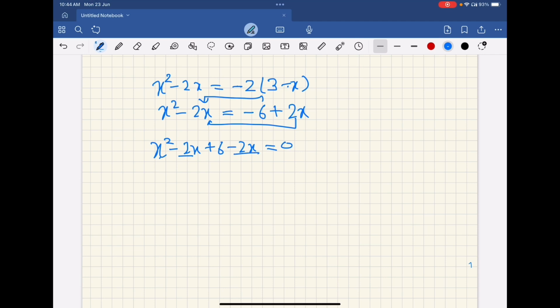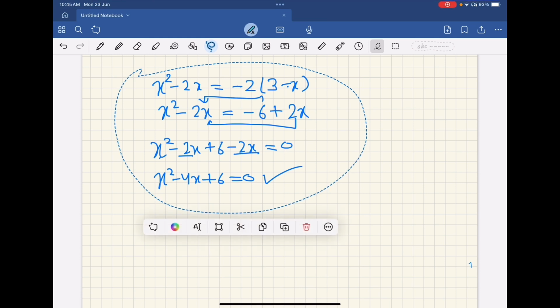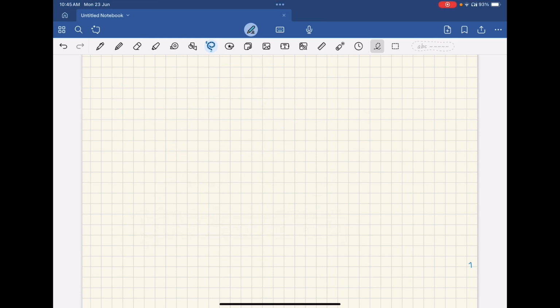Now minus 2x, these are like terms. So like terms get added, sign remains the same. So we will have x square minus 4x plus 6 equals 0. What is the degree? 2. So is it quadratic? Yes. Okay. Now let us move to the third question of the same.